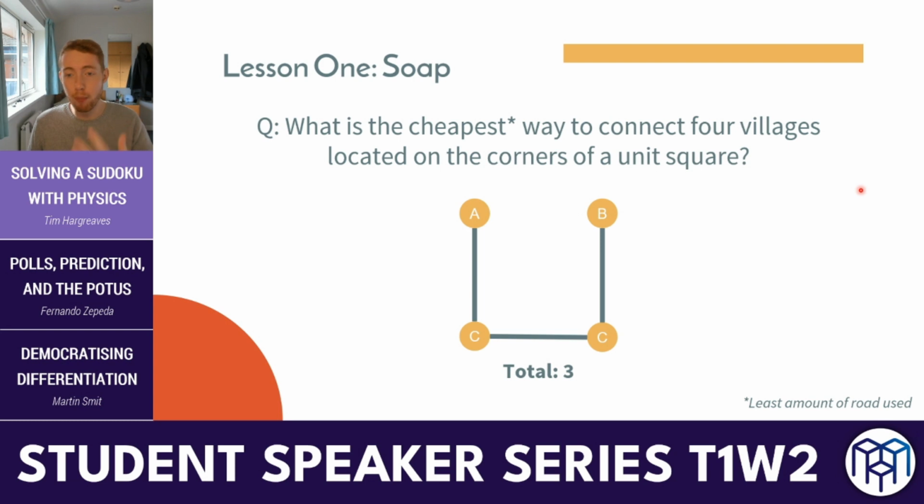For example, we could remove one of these sides. Now, the villagers that have relatives in village B and live in village A, they're going to be annoyed by this solution. It's a long way around, but we only care about making the cheapest solution, and this is certainly cheaper. There are only 3 units of road here. We can do even better.